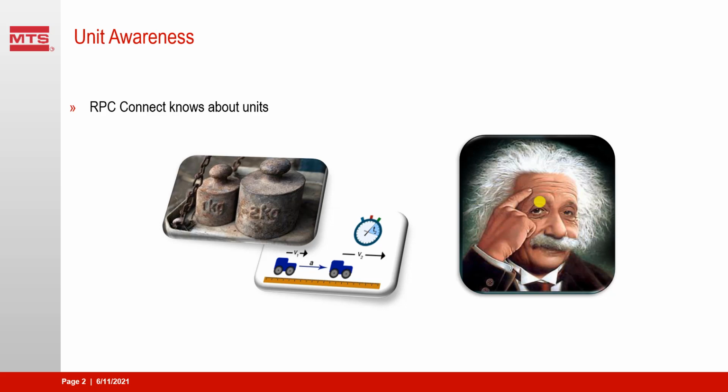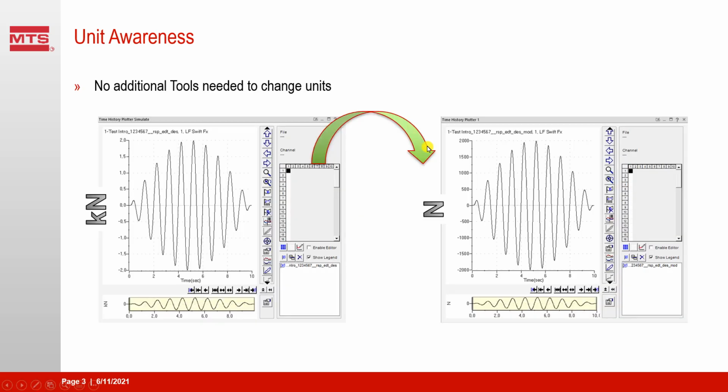The idea behind it is not to use a lot of different tools then. You have, for example, here shown on the left side, a time history in kilonewtons. And then with a single click, you can easily bring it into newtons. And once you calculate, let's say, a newton file together with another kilonewton file, RPC Connect will take care that the units match. Then the software will add the two time histories. And finally, you get a proper result.